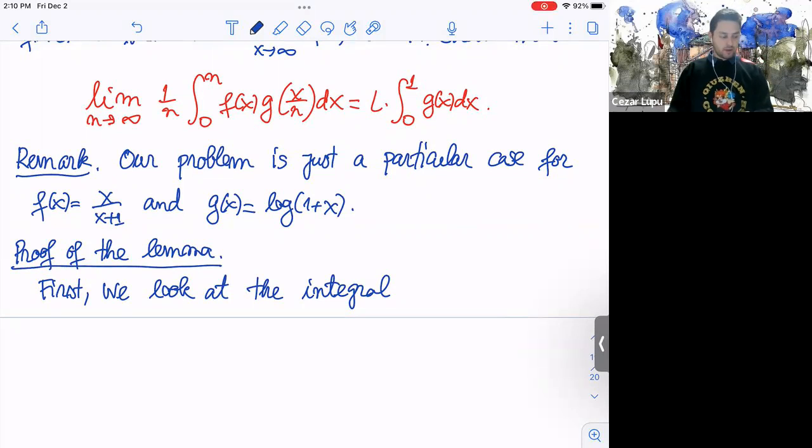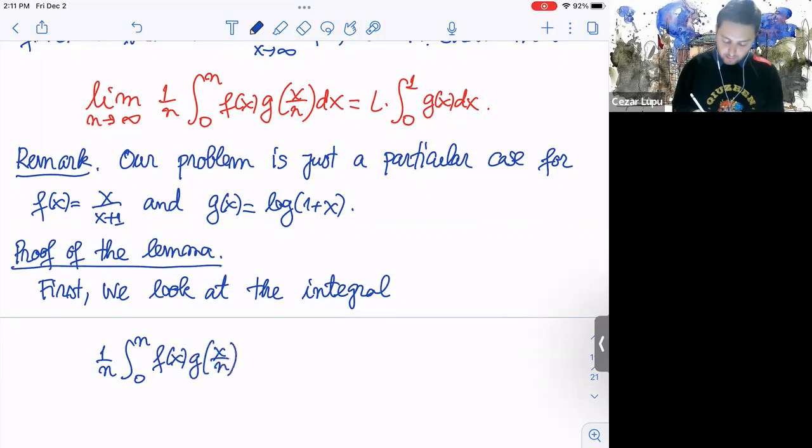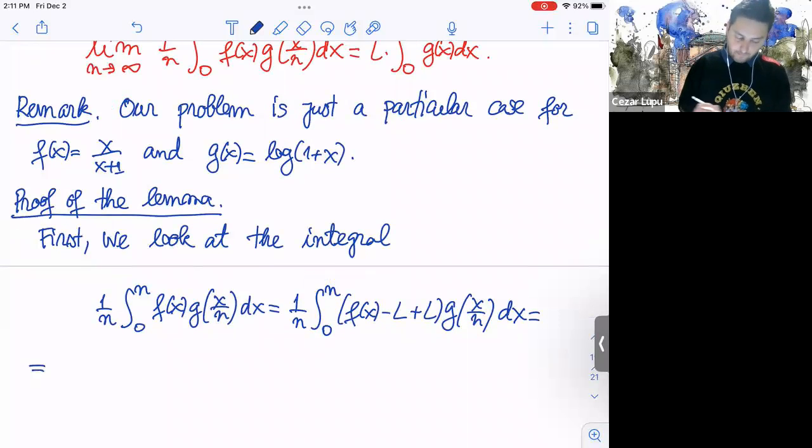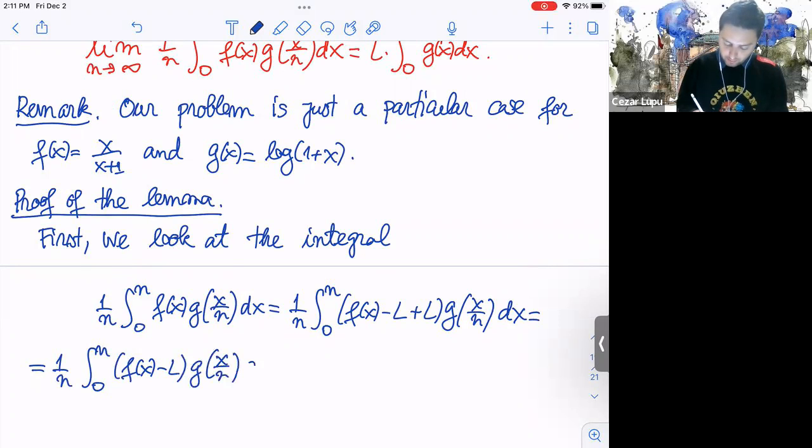I'm going to look at the first integral, 1 over n times the integral from 0 to n of f of x times g of x over n dx. What I'm going to do is add and subtract an L inside here. So I'm going to write it in this way: 1 over n times the integral from 0 to n of f of x minus L plus L, times g of x over n dx. And this will give us, let's do the computations here. Basically this would be 1 over n, and we're going to have something like this.